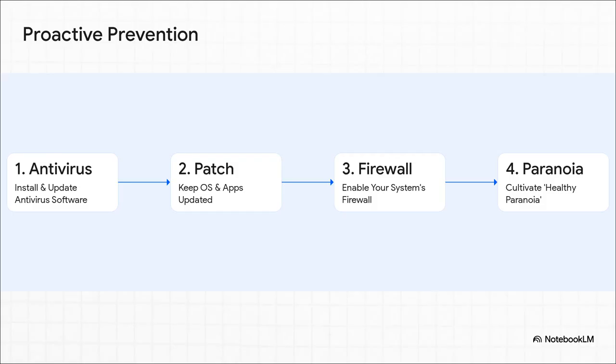So, being proactive really comes down to 4 basic things. It's your personal defense checklist. Number 1, get a good antivirus program and, this is key, keep it updated. Number 2, keep your operating system and all your apps patched. Those updates you ignore, they're often plugging up major security holes. Number 3, make sure your firewall is on. It's like a bouncer for your computer. And number 4, my absolute favorite, develop that healthy paranoia we talked about. Just be skeptical. If something looks or feels off, trust your gut.